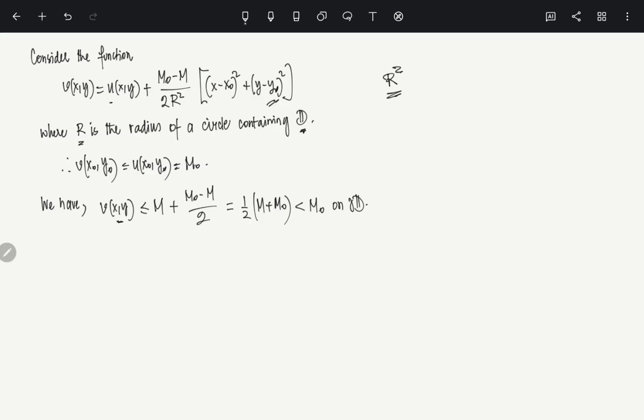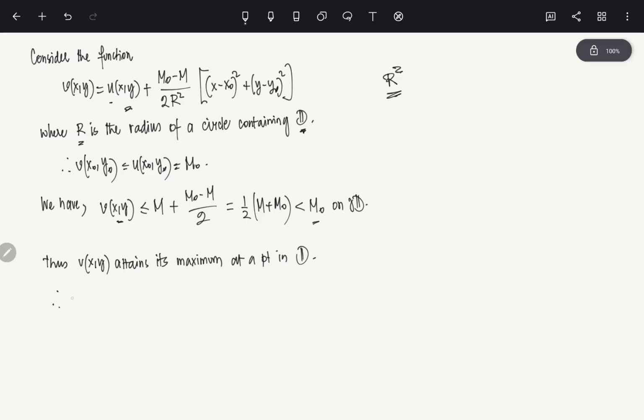Now thus v of (x, y) attains its maximum at a point in the domain D, right? See, u is a continuous function, and the other is a continuous function. The sum of two continuous functions is going to be continuous. So v is also continuous up till the boundary, and since v is continuous up till the boundary, it attains a maximum at a point in D. Because of this. Clear?